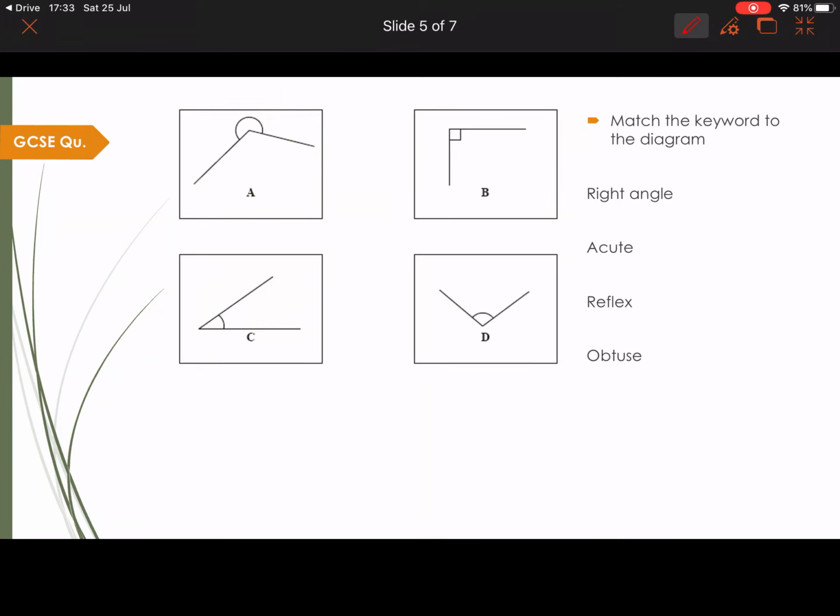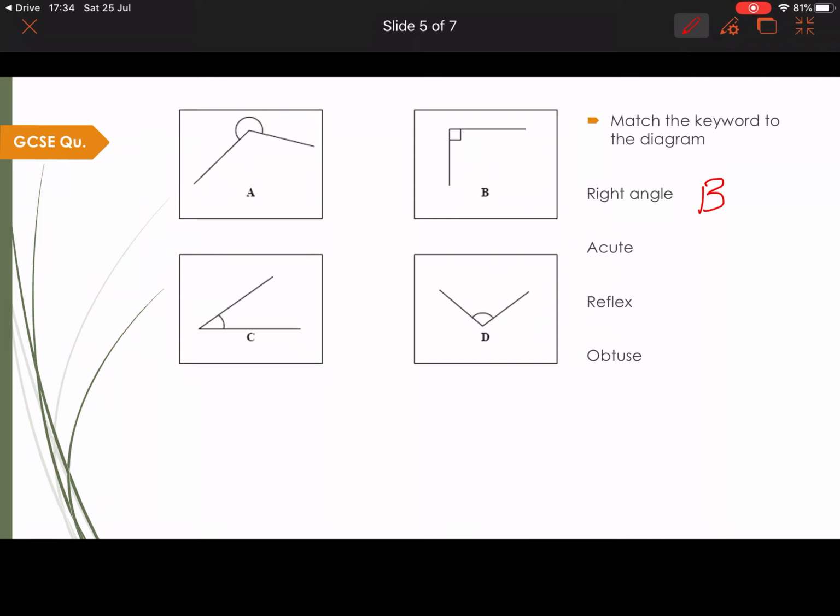Here's a GCSE question for you to try. Press pause and have a go, and when you're ready for the answers, press play. This question asks you to match the keyword to the diagram. So, first of all, we have a right angle. Hopefully, you identified that as diagram B.